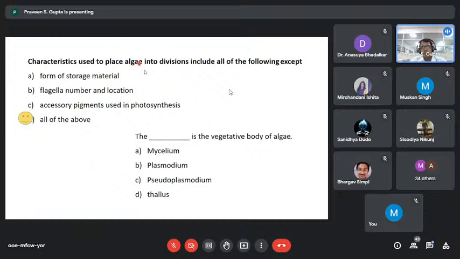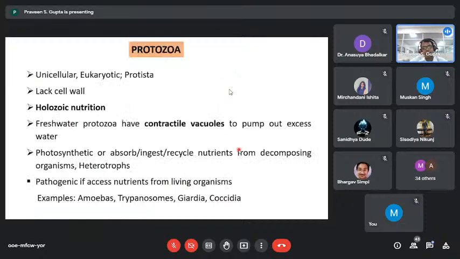Characteristics used to place algae into divisions include all of the following except. This is a little bit tricky question. The dash, oh sorry, I have already given the answer. The dash is the vegetative body of algae. Answer is thallus. Now coming to the protozoa.